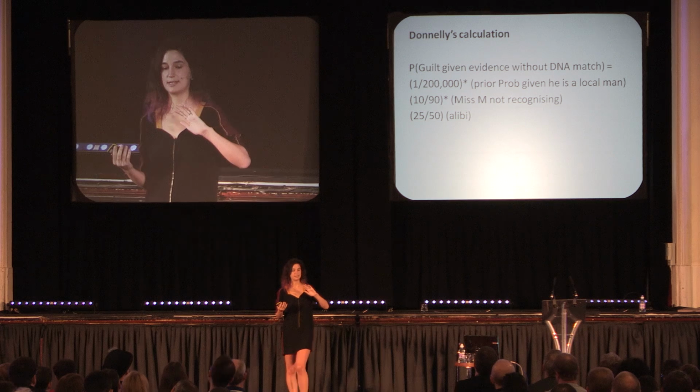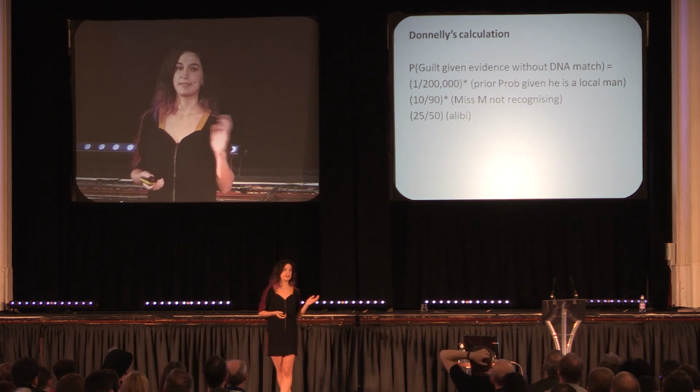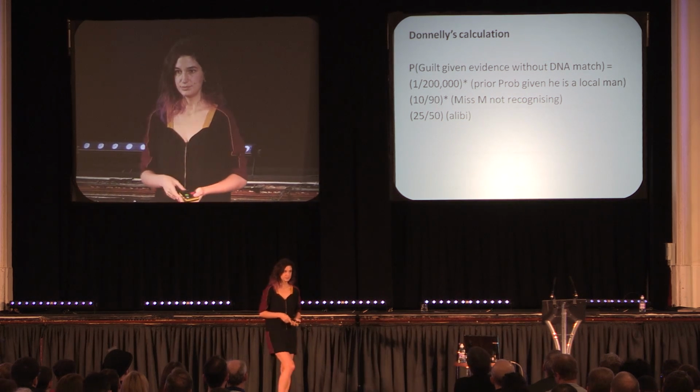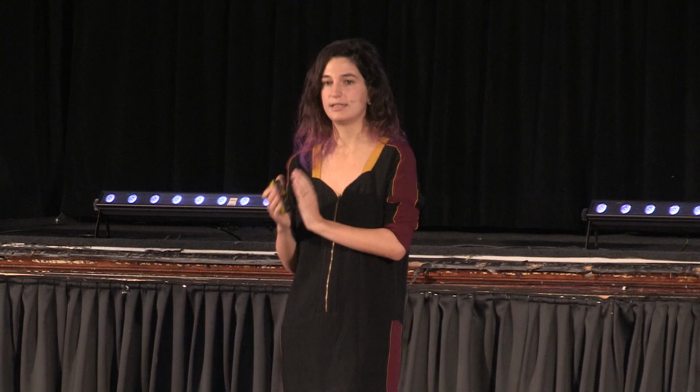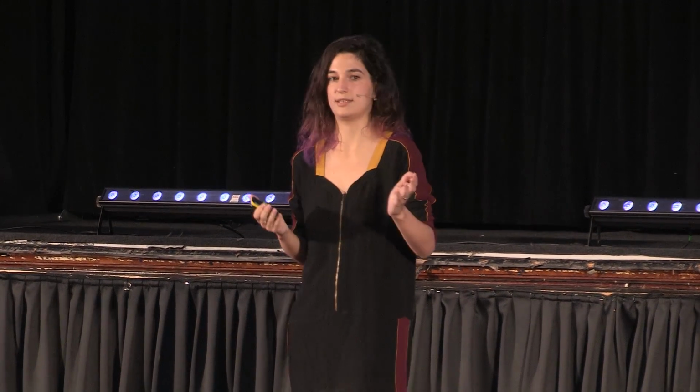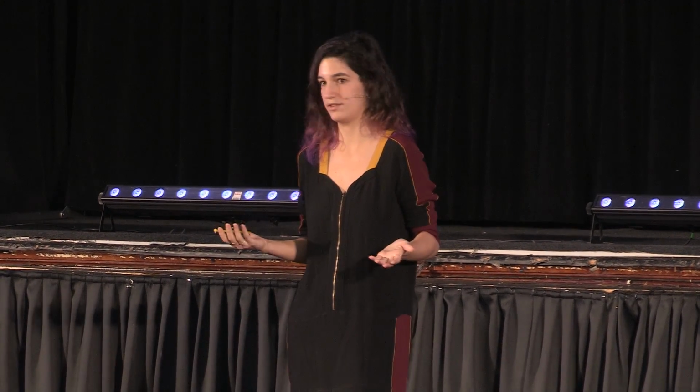So he estimated that the probability of Miss M not recognizing him if he was actually guilty was about 10%, but obviously the probability of her not recognizing him if he was innocent was 90%. He did leave a little bit of room for error. You might think that someone was the right person even if they weren't.